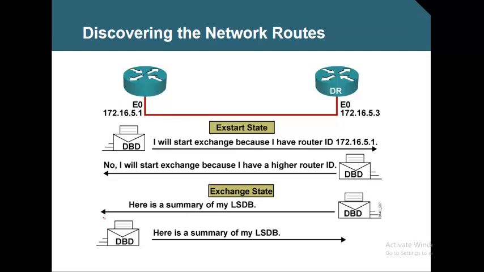In this start state, exchange start. Before this two routers start the exchange, let me give a name to them, A and B. Before A and B start sending some DBDs, database descriptions, they have to come to a conclusion who will initiate the exchange, who will first begin the exchange. See, both should not send at the same time.